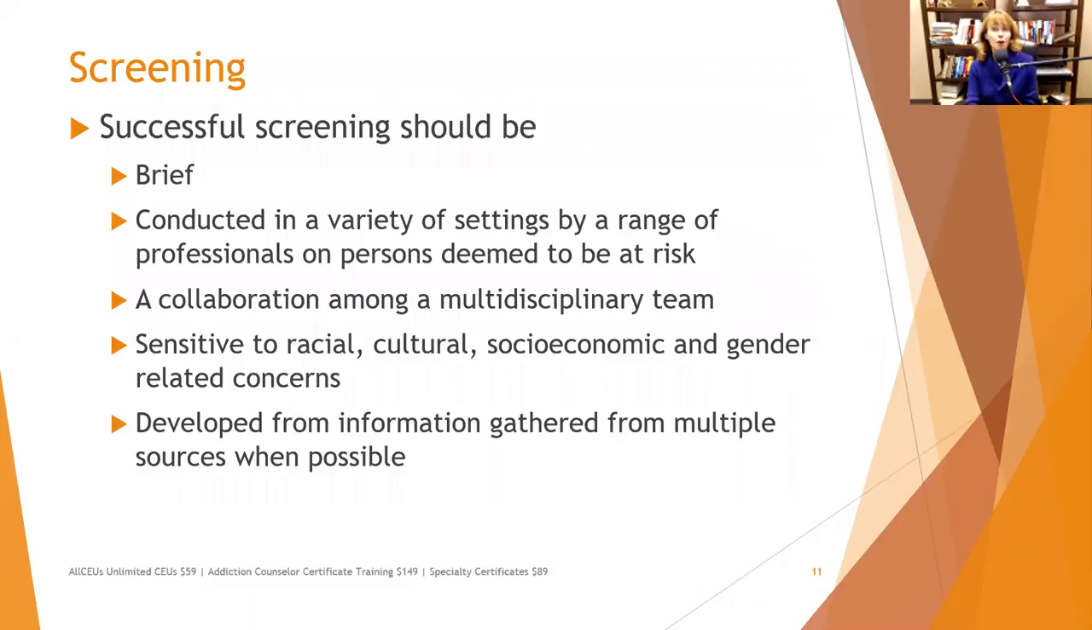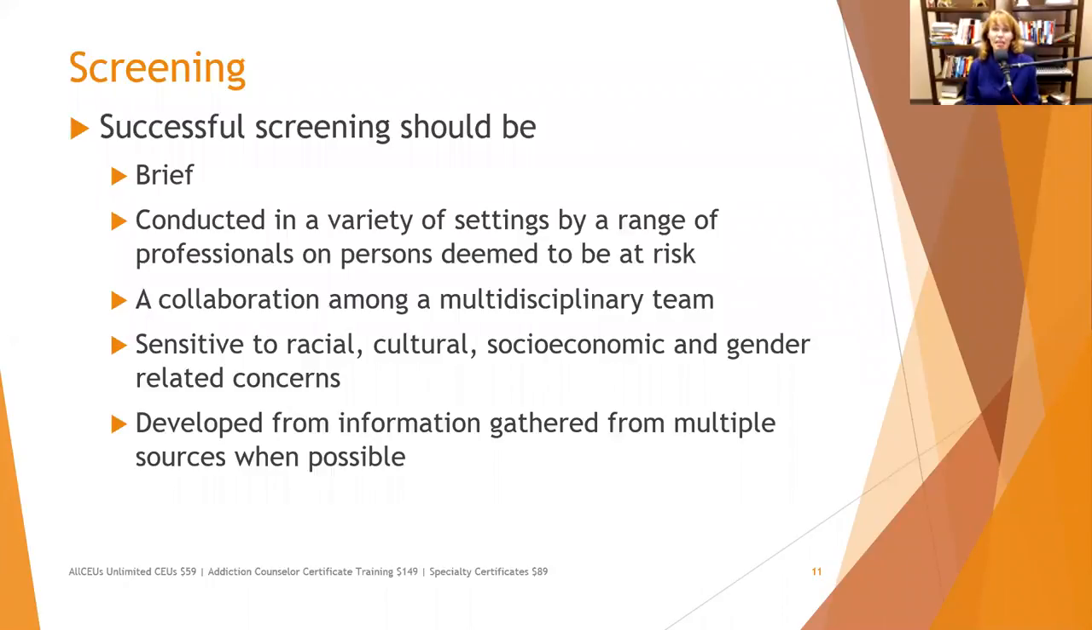Screening represents the first part of a collaboration among a multidisciplinary team, because the screener is going to say, okay, I think I've identified that this person probably has an issue with this and needs to be referred to assessment over here, but they also need help with housing and food and affording their prescriptions. So the screener will link them to other members of the multidisciplinary team. Screening needs to be sensitive to racial, cultural, socioeconomic, and gender-related concerns. So make sure that you're culturally responsive. And it needs to be developed from information gathered from multiple sources when possible.